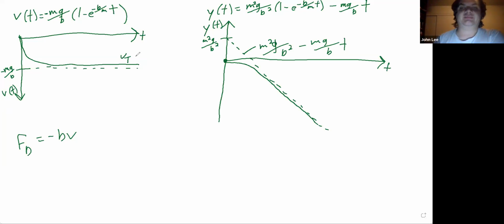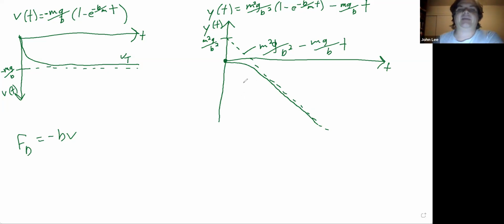So what this means is that as time goes to infinity, y of t begins to approach the line m squared g over b squared minus v terminal t. So it approaches that line, but instead of it just being negative v terminal t, it is offset by that m squared g over b squared as the y-intercept.